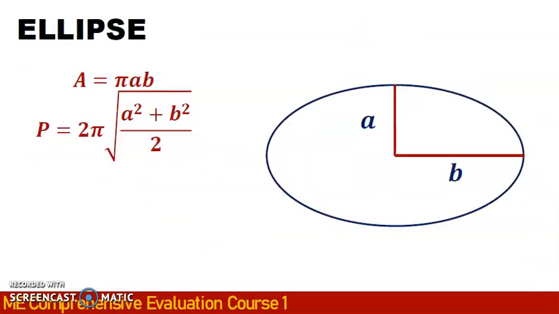Ellipse. For an ellipse, it's just pi times A and B. A is the semi-minor axis and B is the semi-major axis. So the product times pi is the area. While for the perimeter, we use this formula.